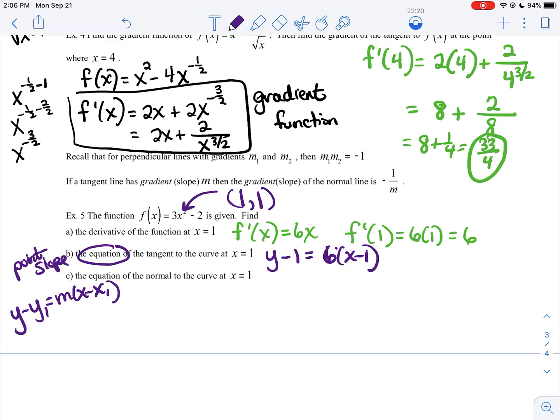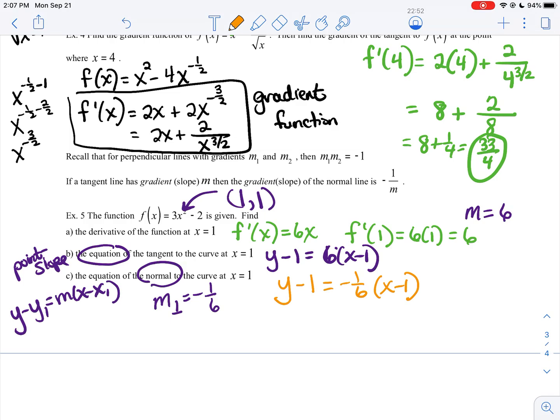Now, remember the slope is the derivative. So our slope is 6. If I want the equation of the normal line, I need a perpendicular slope. So that would be -1/6. So guess what? I already have the point (1, 1), and the only thing that's changing for the normal line is the slope. That is it.